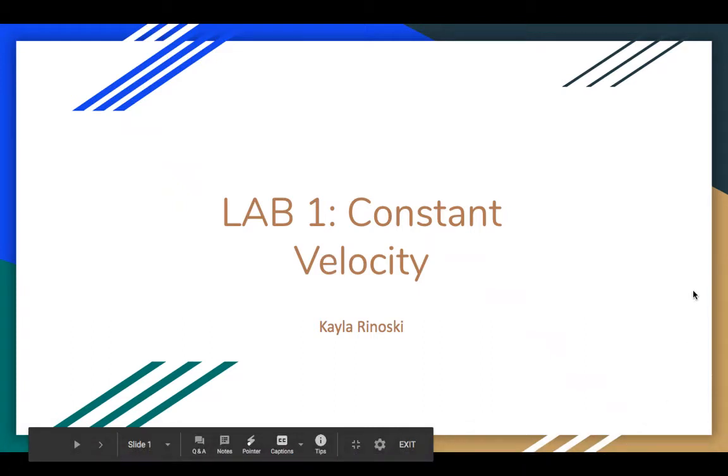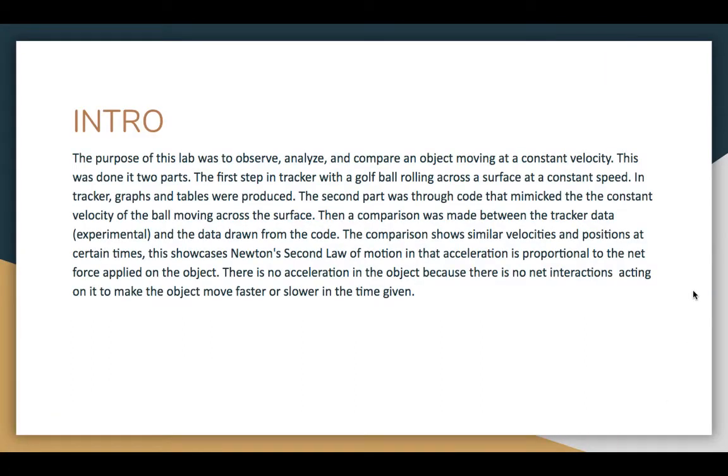Lab 1 Constant Velocity. The purpose of this lab was to observe, analyze, and compare an object moving at a constant velocity. This was done in two parts. The first step was in Tracker, with a golf ball rolling across the surface at a constant speed. In Tracker, graphs and tables were produced. The second part was through code that mimicked the constant velocity of the ball moving across the surface.